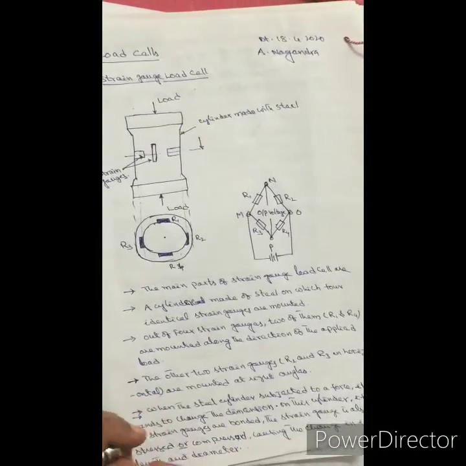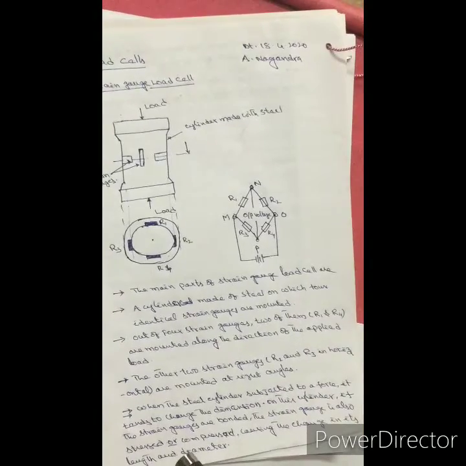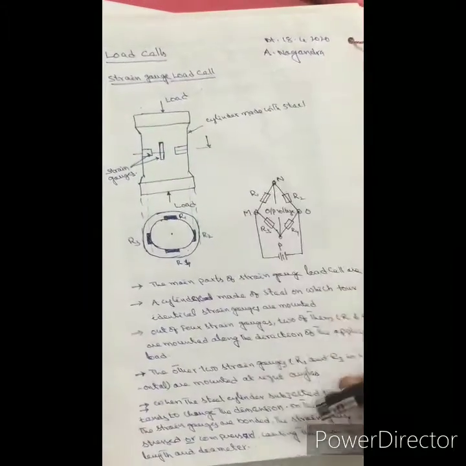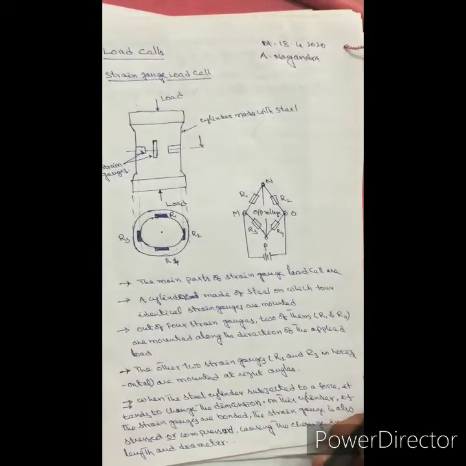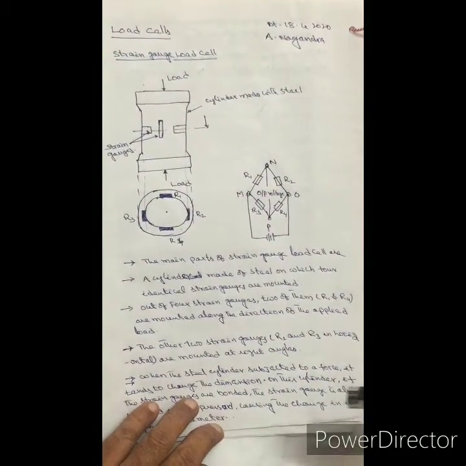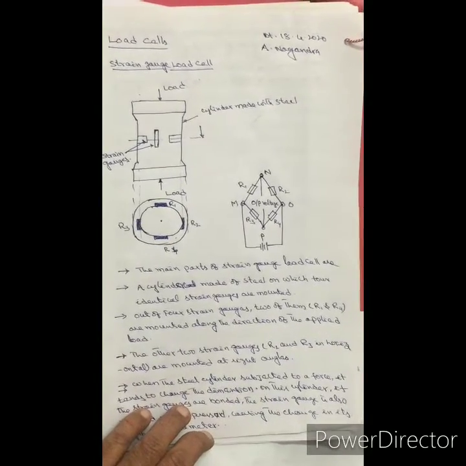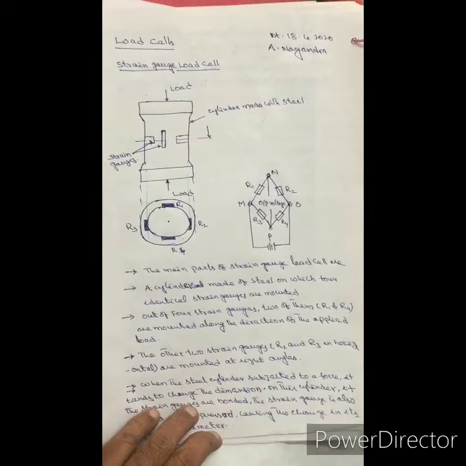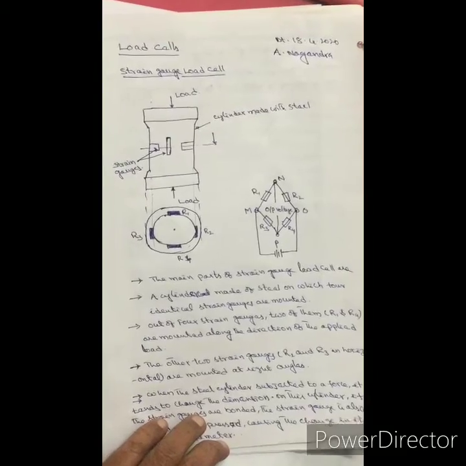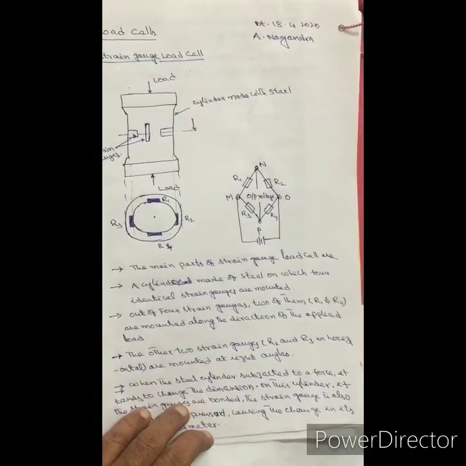We apply the load from the top. Whenever we apply the load, a compression force is developed in this steel cylinder, and identical strain gauges are mounted. Out of the 4 strain gauges, 2 of them, R1 and R4, are mounted along the direction of the applied load. The other 2 we do not attach along the applied load.